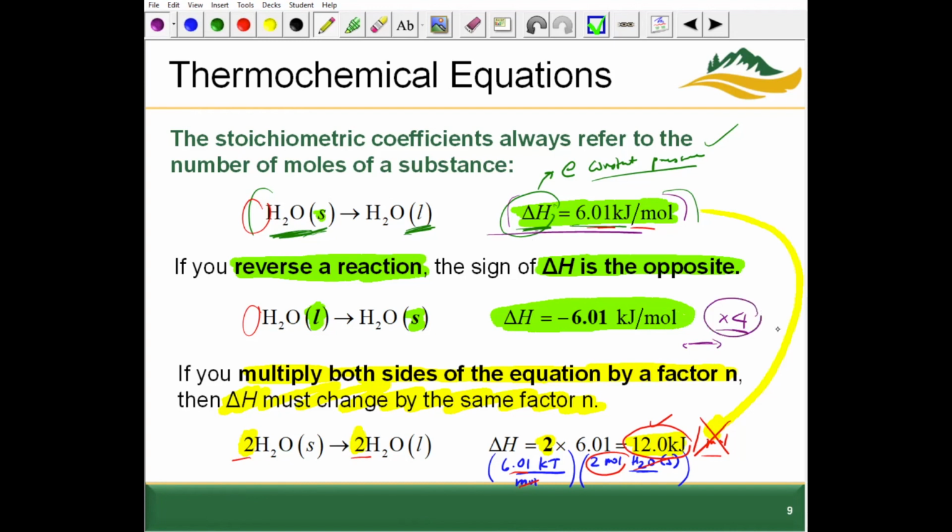Do we multiply by 4? Then we multiply this value by 4. Do we multiply the molar coefficients by 4? Then we multiply this value by 4. Did we reverse the reaction? Then we change the sign here. If it started out negative, then for the reverse of that reaction, it would be positive. If it starts out positive, then the reverse of that reaction would be negative.